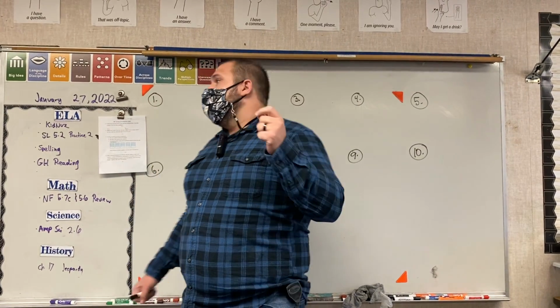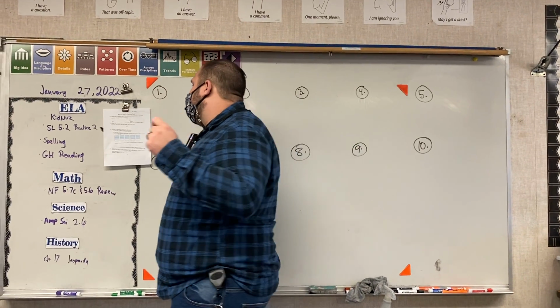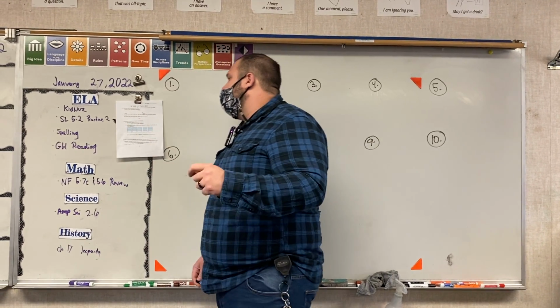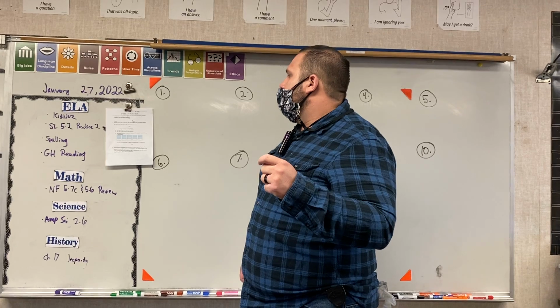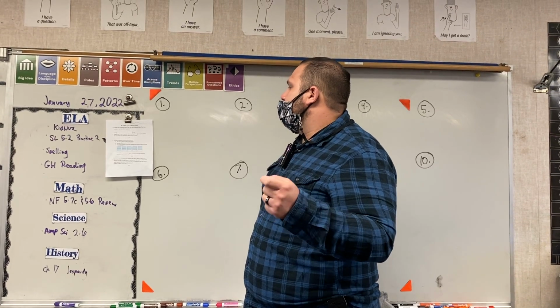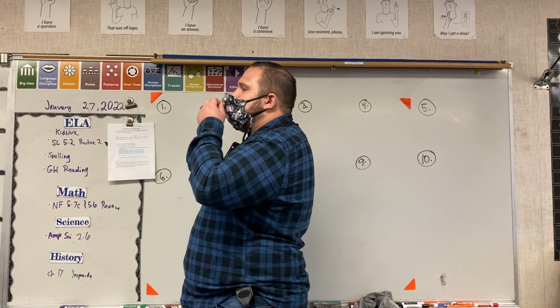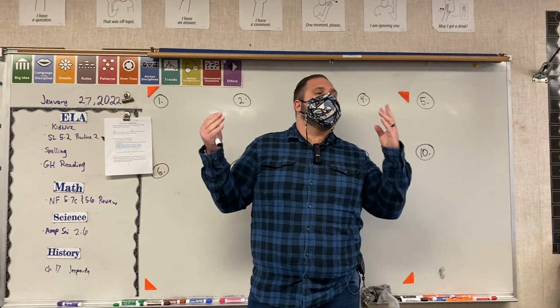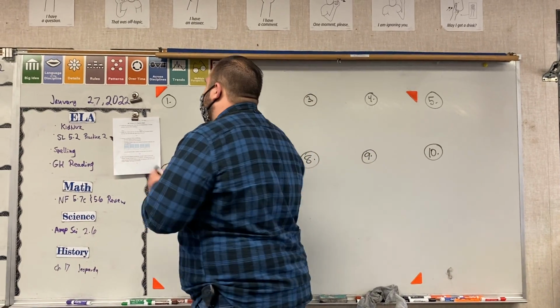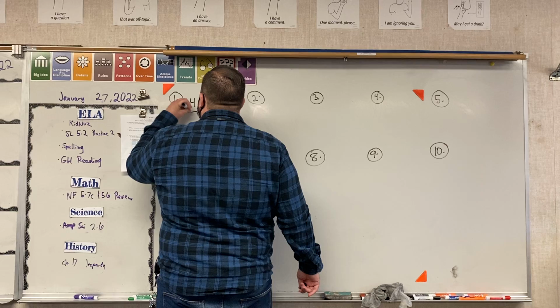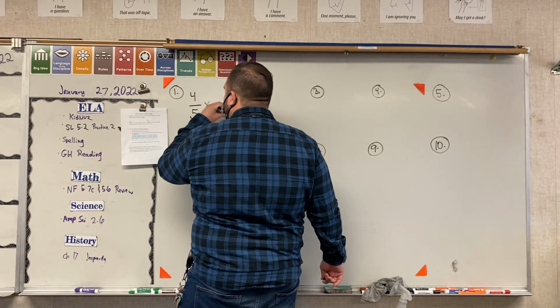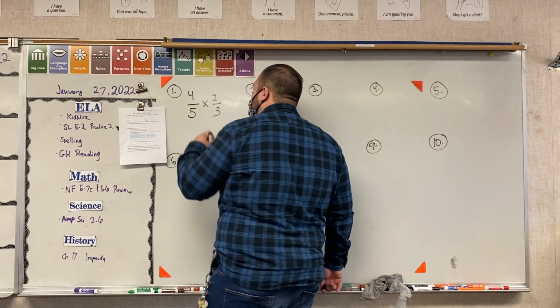Number one. The person has a backpack that is 4/5 full. Layla, right? Ryan has a backpack that is 2/3 as full as Layla's. How full is Ryan's backpack? When you're comparing two things, you're multiplying them, okay? So we're comparing Layla's backpack, which is 4/5, and Ryan's backpack, which is 2/3.